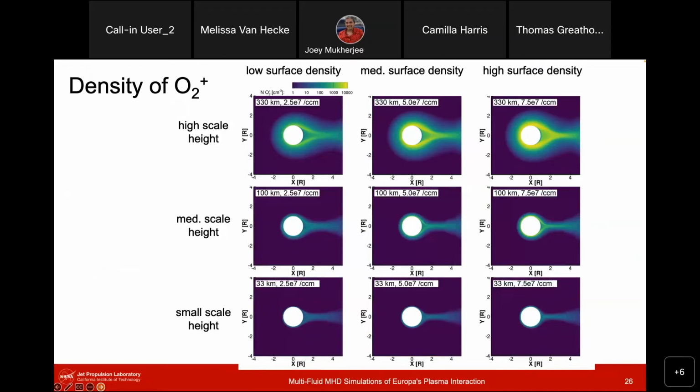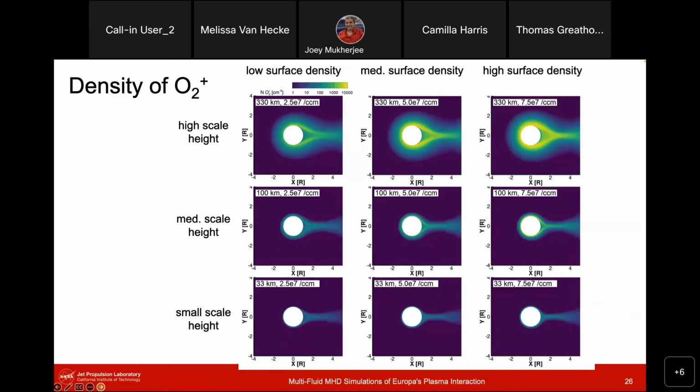In the bottom row, we have simulations with a much smaller scale height, which is more what models for the atmosphere predict. And then we have a case somewhere in the middle, and like most things in science, a lot of the time they end up somewhere in the middle. In each column, we have different surface densities for the atmosphere, and the top row is probably the easiest place to see those increase, but I think you see the most significant effects from changing the scale height, because that's where the breadth of the ionosphere changes.